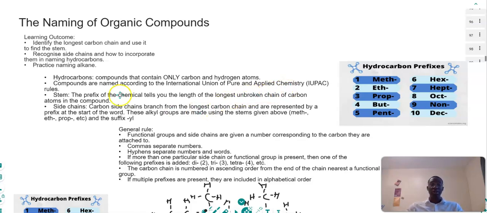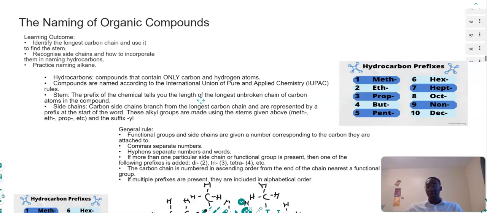And then we need to look at what a stem is. So the stem is the prefix of the chemical that tells us the length of the longest unbroken chain of carbon atoms of the compound. So if you can see here, if it's 1, it's called meth. If it's 2, eth, 3, prop, 4, but, and then after that it's just like shapes. So 5 is pent, 6 is hex, 7 is hept, 8 is oct, 9 is non, and 10 is dec, and then it carries on from that.